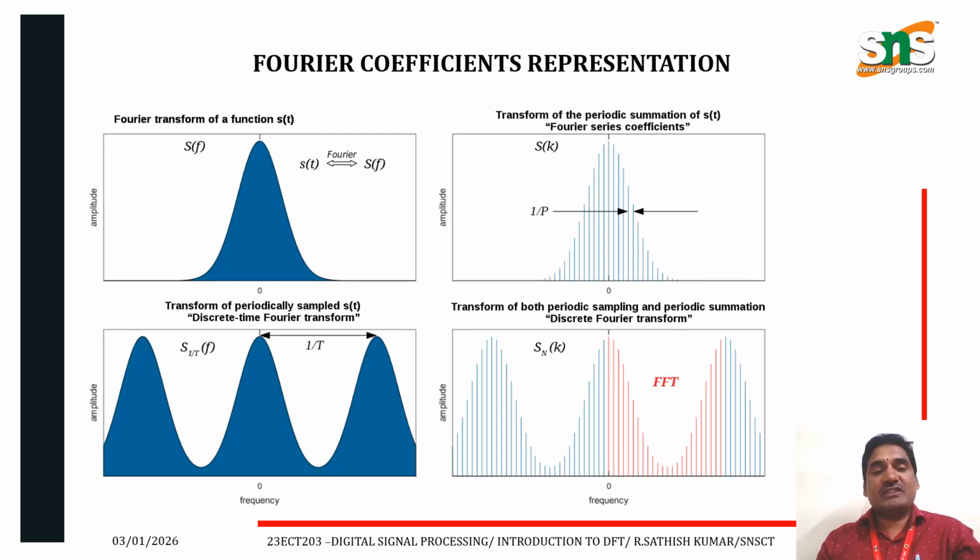Next one, Fourier coefficients representation is the conversion from the time domain into the frequency domain. While taking the Fourier transform of s of t, we get S of f. The first diagram represents the Fourier transform of a function x of t, and then the transform of a periodic summation s of t, that is the Fourier series coefficients, and then the transform of the periodically sampled s of t in terms of the discrete time Fourier transform. Finally, we can convert it into both periodic sampling and periodic summation, that is nothing but the discrete Fourier transform. Why we are calculating f of t: it is the fast Fourier transform for computation of the DFT with a reduced number of calculations.